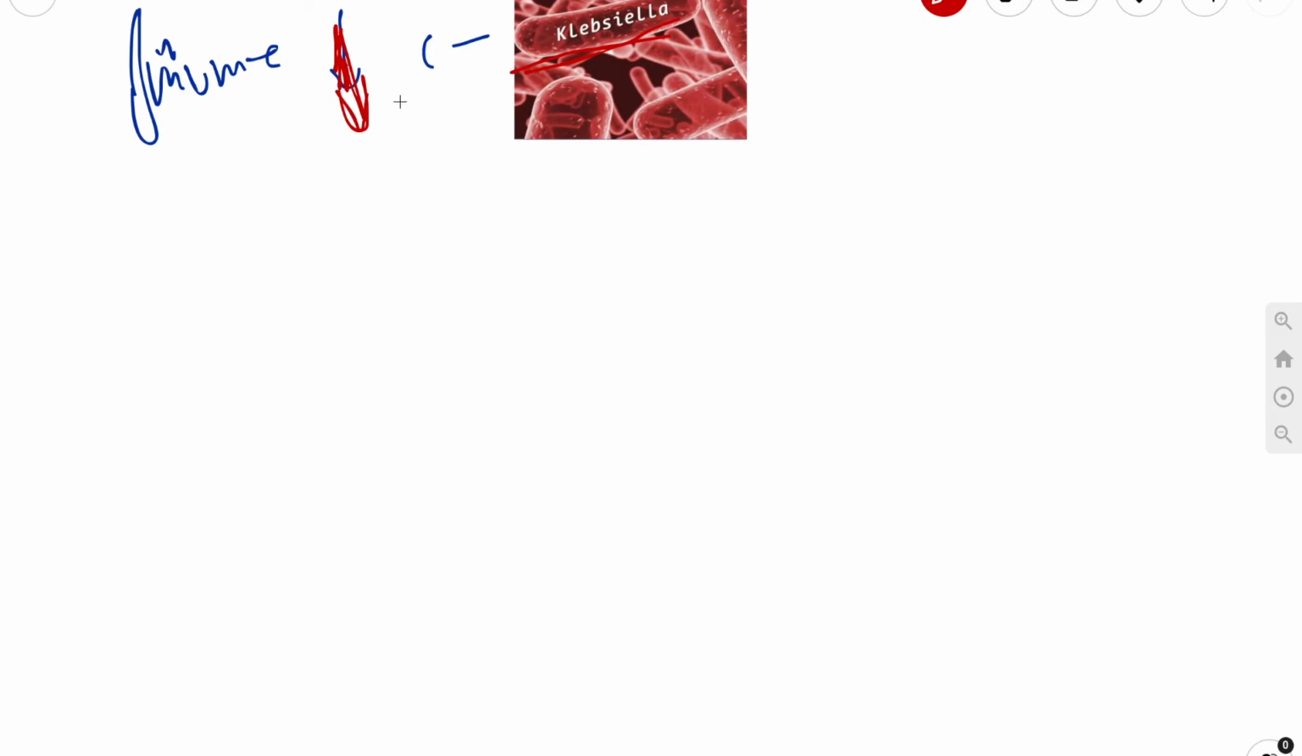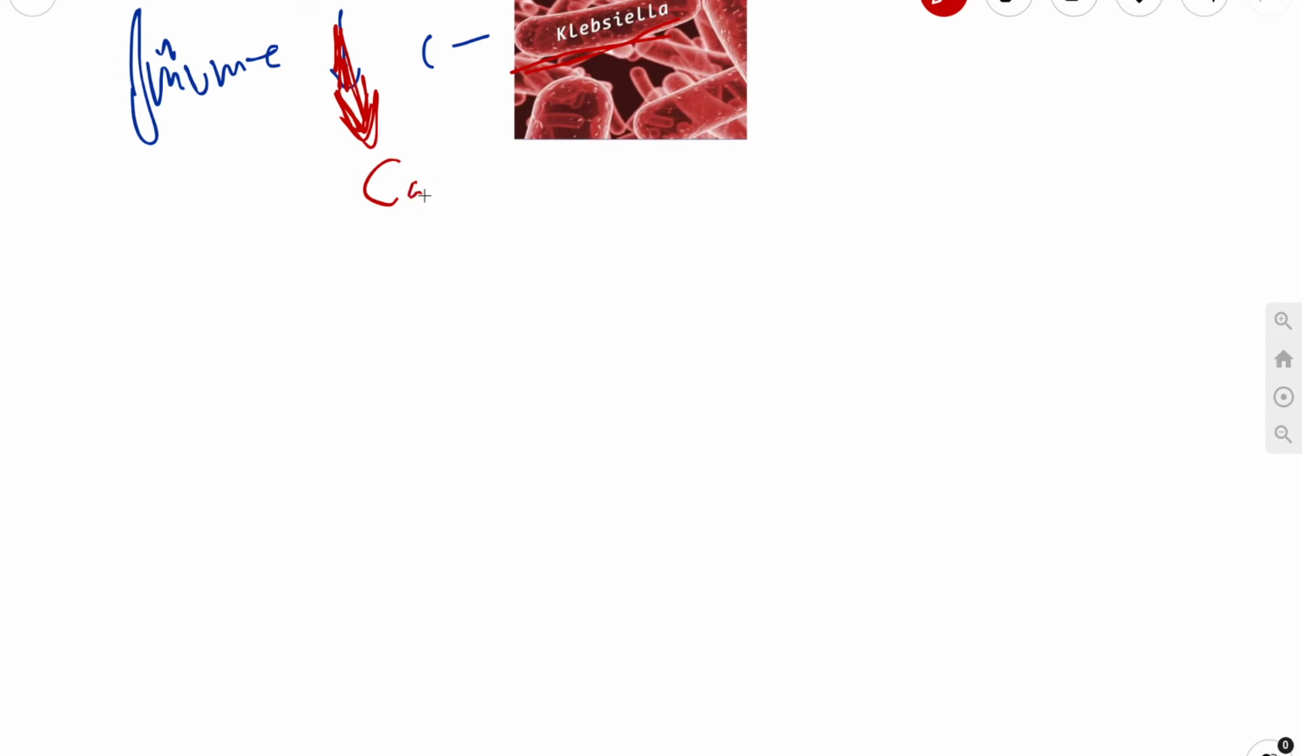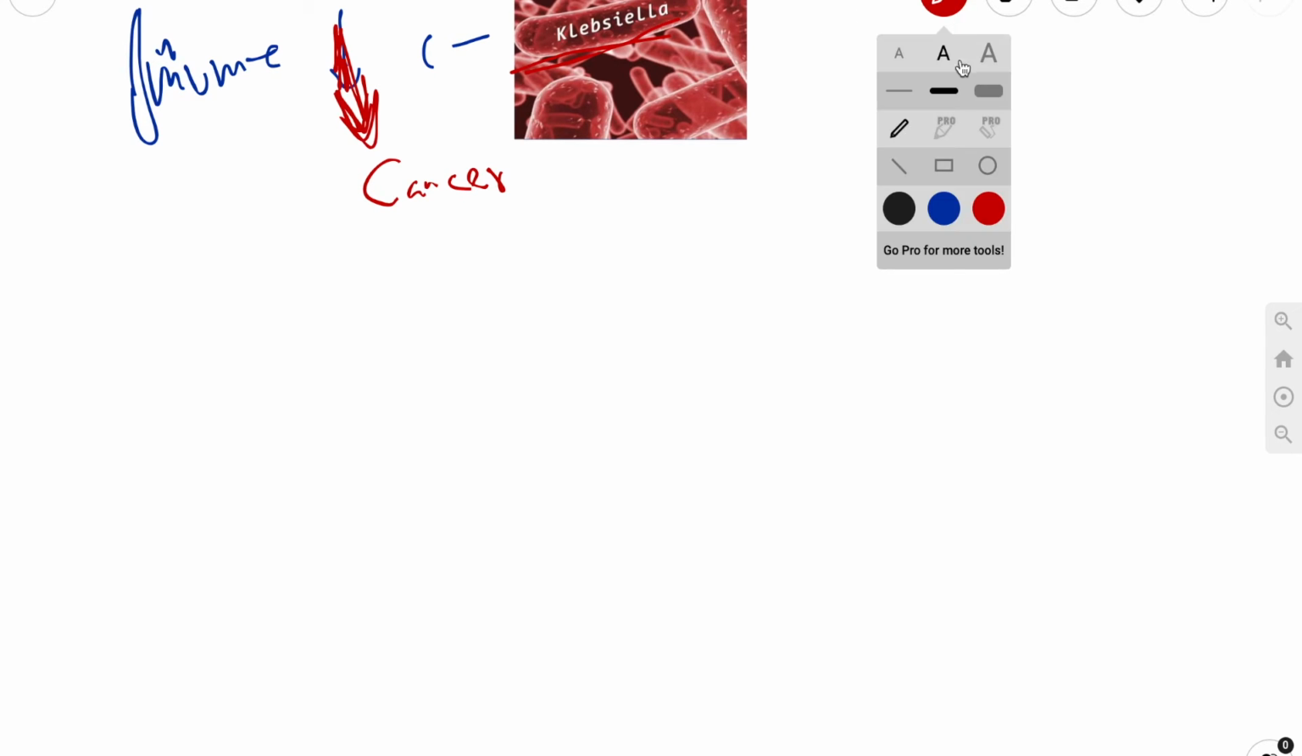Like when your body's immune system is low, for example, maybe due to cancer or any disease that is causing your problem, then probably these normal bacteria that are in your body are going to cause a problem. They are going to overtake your body and fight.